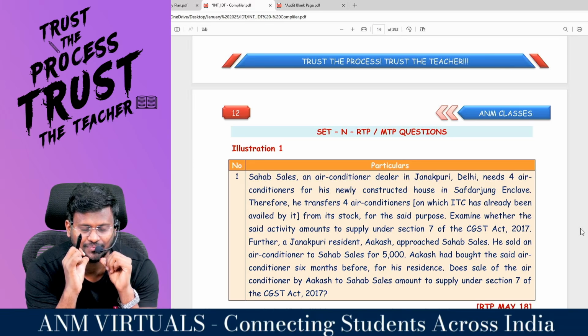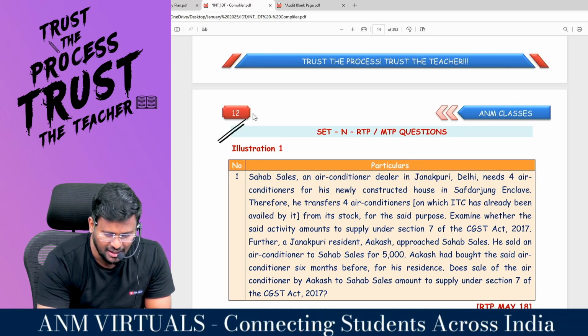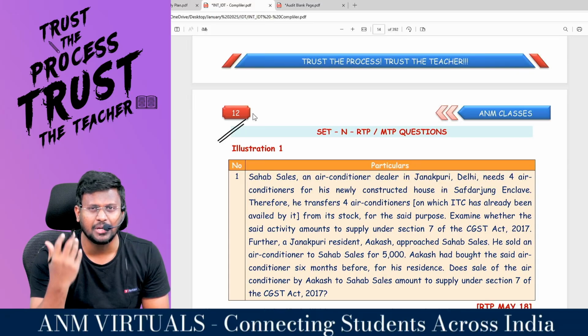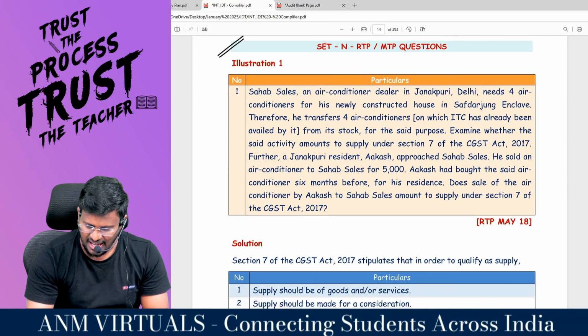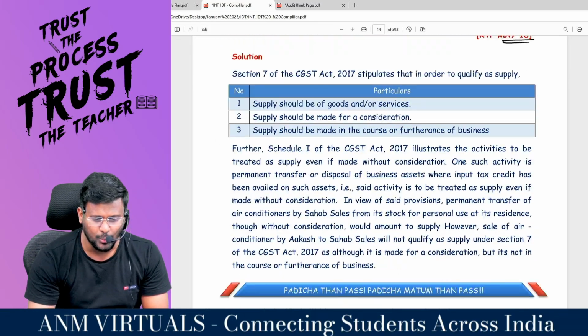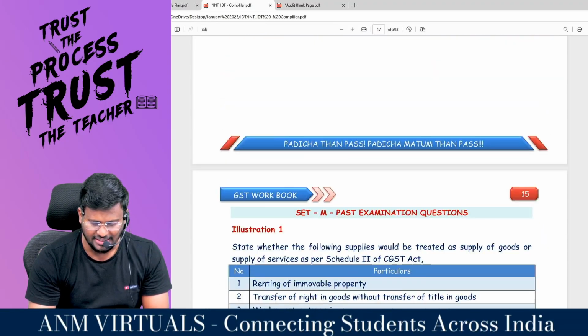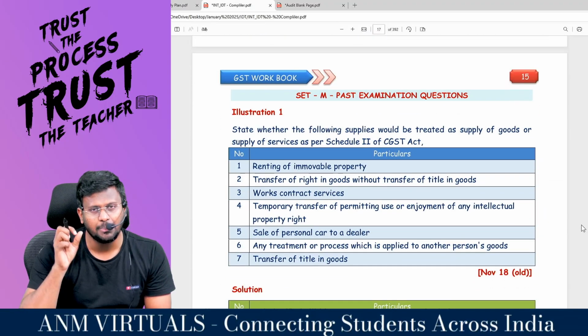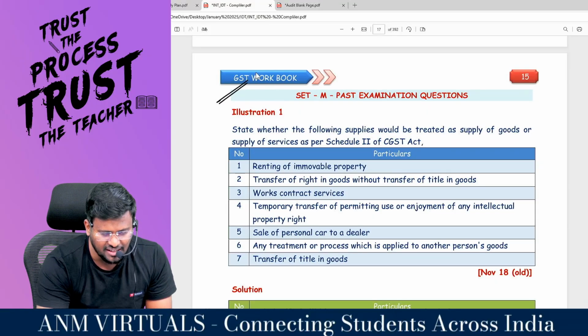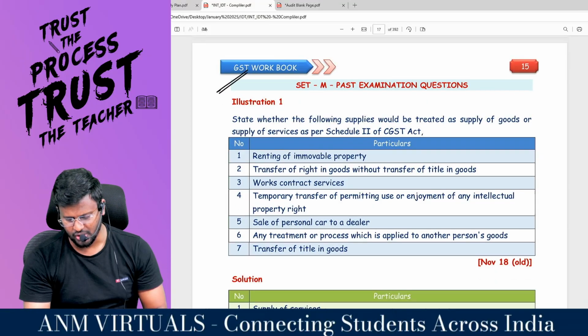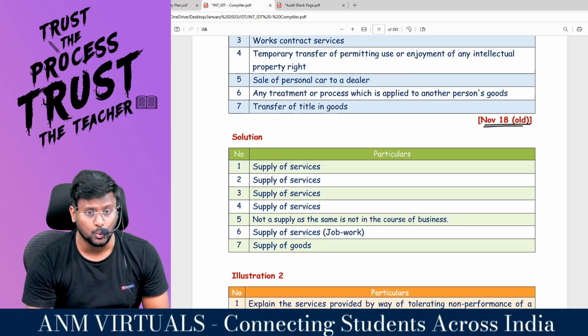You are having set number N, which is RTP and MTP questions. Sir, this is an RTP May 2018 question. Sir, this is an MTP November 18 question. Like that from the supply chapter. Sir, only RTP and MTP will be given, sir? Set number M has the past examination questions. This question has been asked in November 2018.